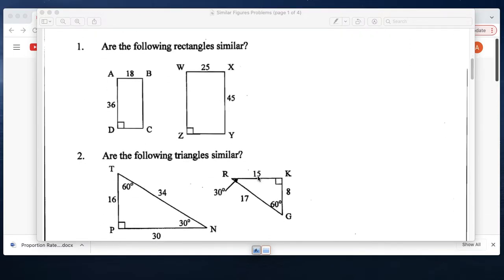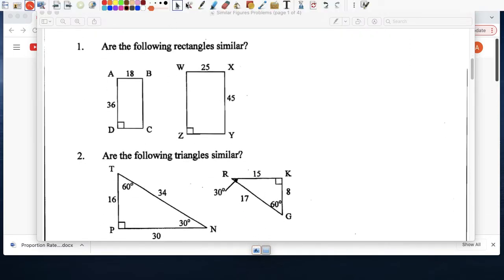This one, let's again match up the corresponding sides. This corresponds to this, and this corresponds to that. Are they similar? If they're similar, they're proportional. So 18 corresponds to 25, and 36 corresponds to 45. Are they proportional? Well, if you cross multiply, I guess that's the easiest way, right?